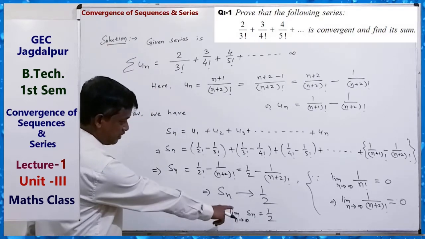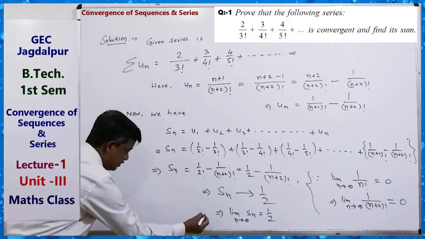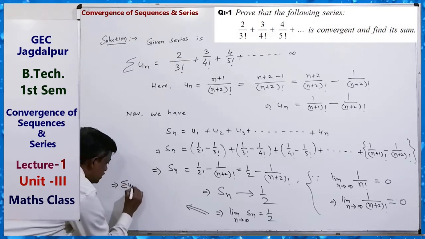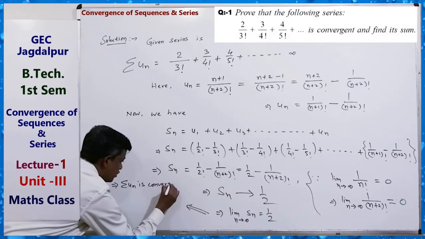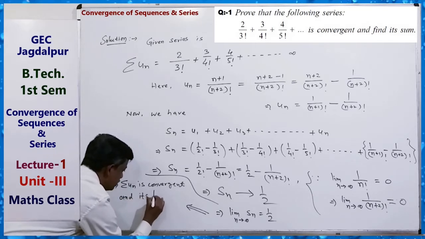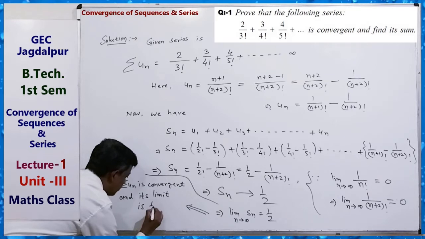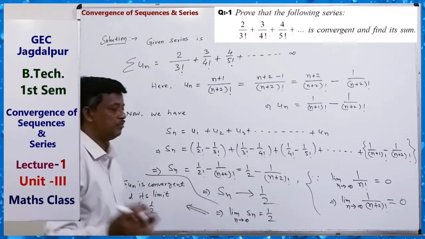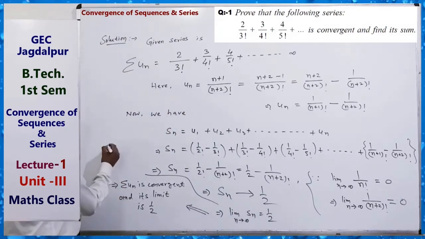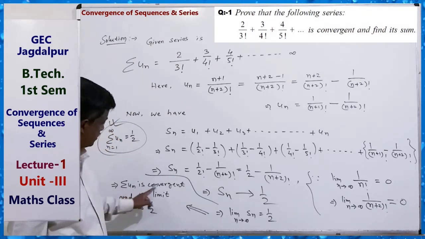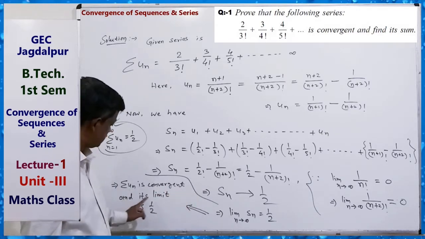So this implies the series is convergent and its limit is half. Limit is half means the summation of the series is half. The sum is half. What does limit is half mean? That we can write Sn equals half for the finite series 1 to n. So this is its sum. The series is convergent and its limit is half.